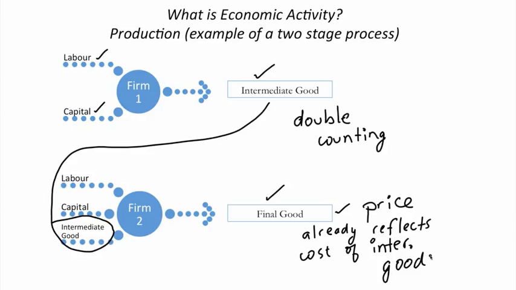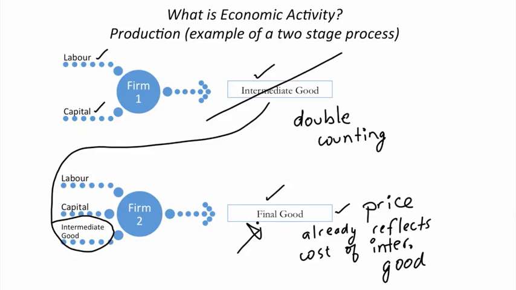So if we measured production at both stages of the production process, you would be counting those intermediate goods twice. So when we measure economic activity, thinking about it as a flow of production, we ignore the production of the intermediate good because we're going to pick it up when we value the production in terms of the final good.